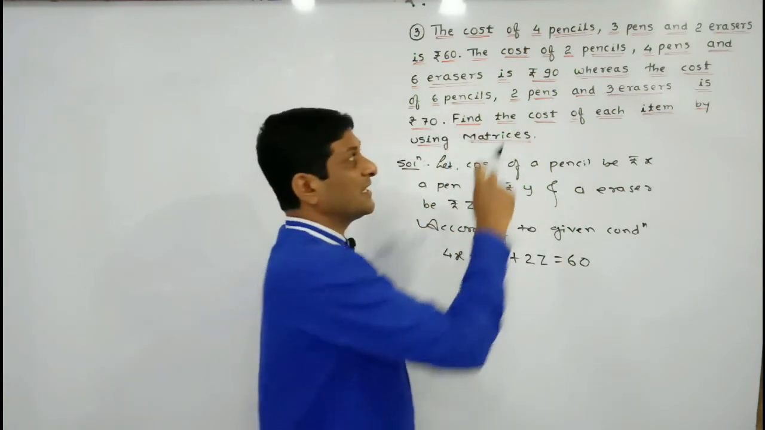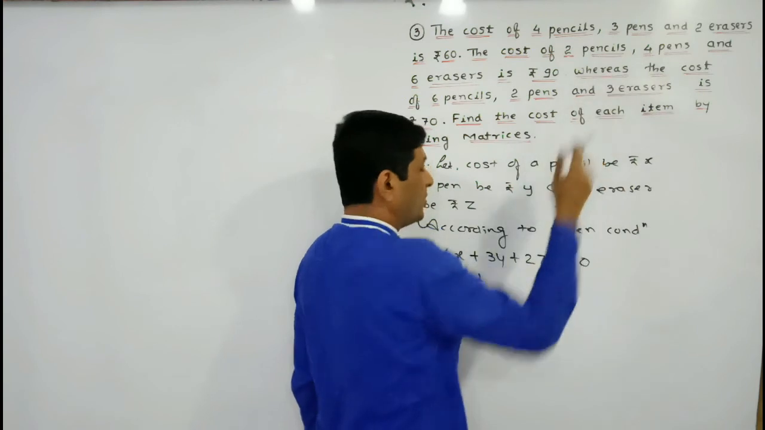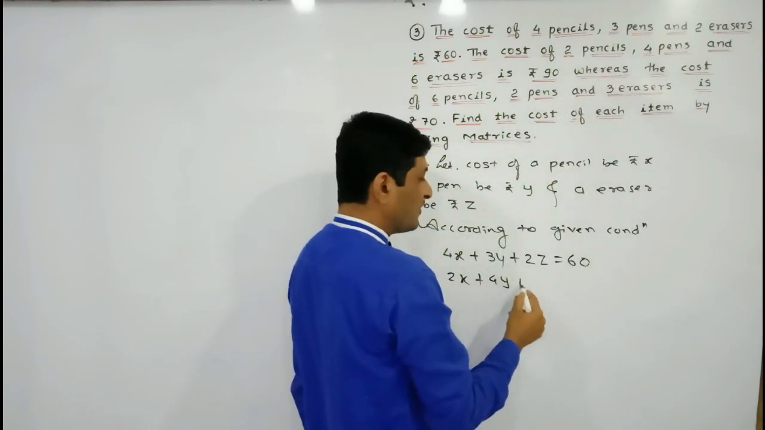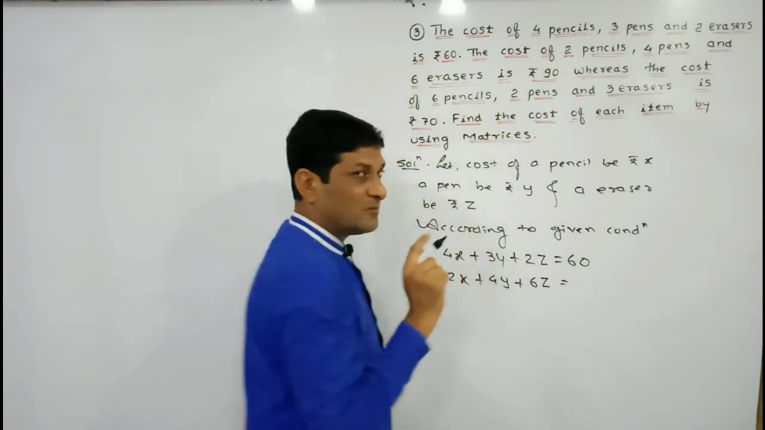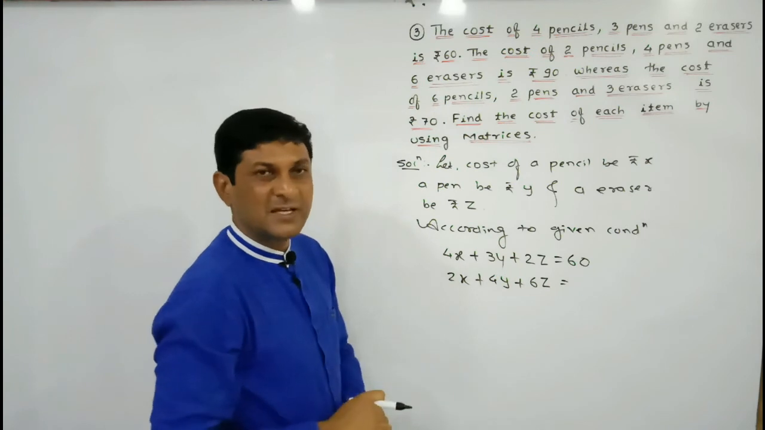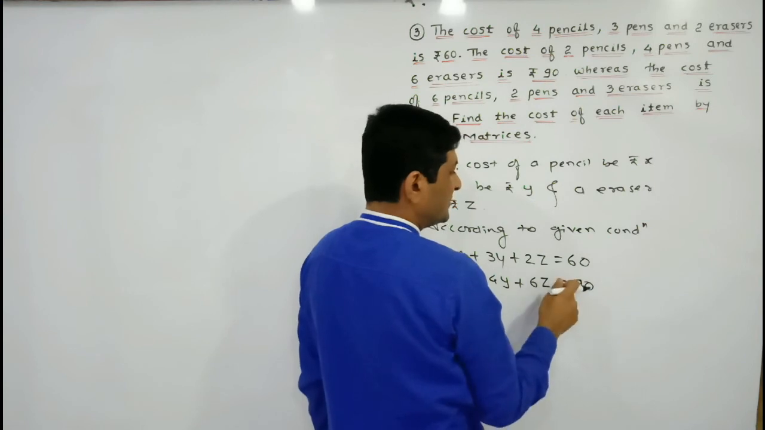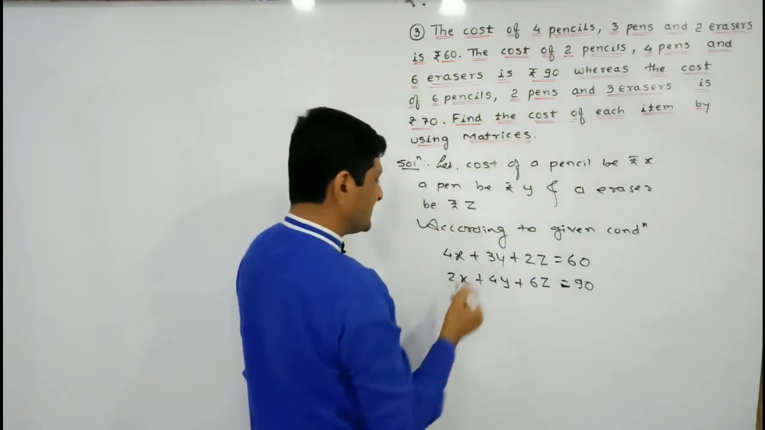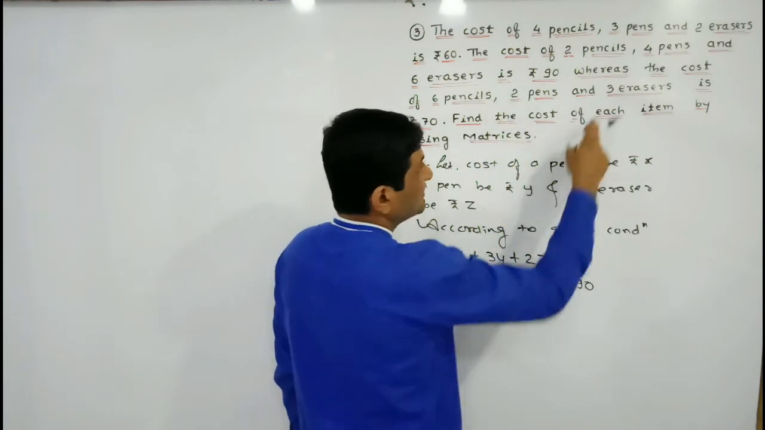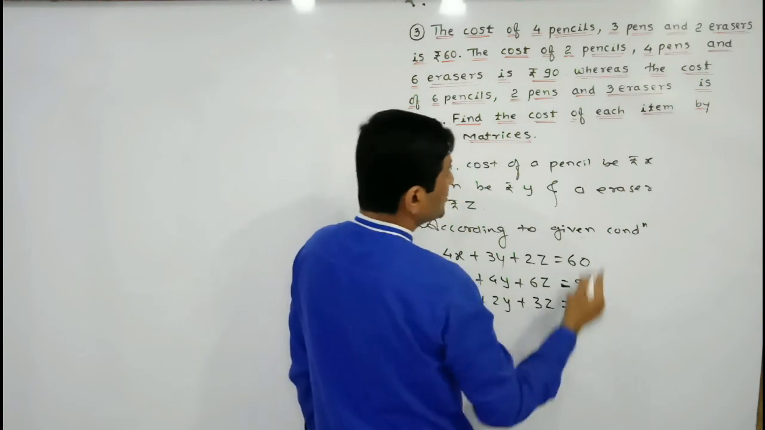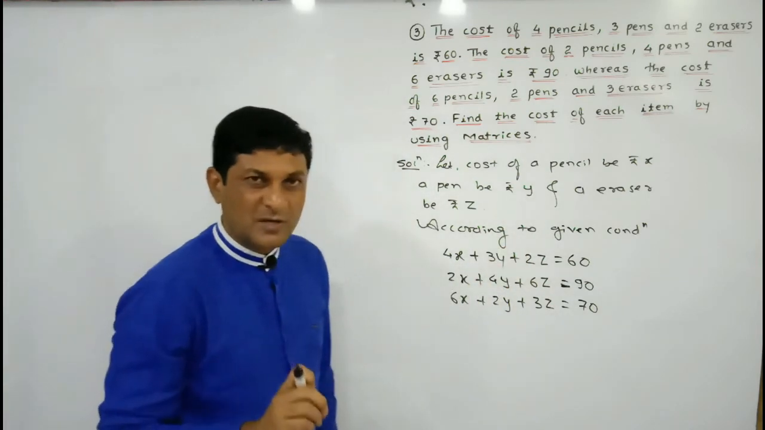In the same way, what will be the second equation? 2x, because 2 pencils are there, so the cost of 2 pencils will be 2x. 4 pens, the cost of 4 pens will be equal to 4y, and the cost of 6 erasers will be equal to 6z. Since z is the cost of 1 eraser, the cost of 6 erasers will be 6z, and this sum will be equal to 90. It is given to us. Then read the next condition. The cost of 6 pencils means 6x, 2 pens means 2y, and 3 erasers means 3z, and this total cost is equal to rupees 70. It is given to us. So according to the given conditions, we have got these 3 equations.